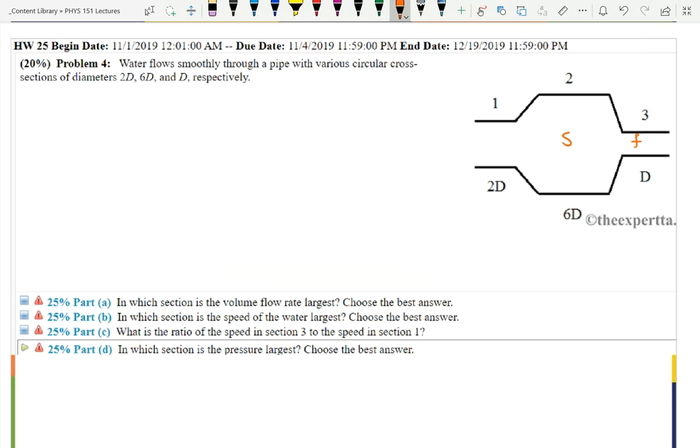That's part A: how does the flow rate vary? The flow rate has to be the same throughout because there are no gaps, no cavities. So the flow rate is the same everywhere, but the section with the highest speed is going to be the one with the smallest area, D. And then, of course, it asks for the ratio of the speeds. Well, you just use that Q is equal to AV to find how the speeds relate. And then, which section has the largest pressure? That'd be section 3.